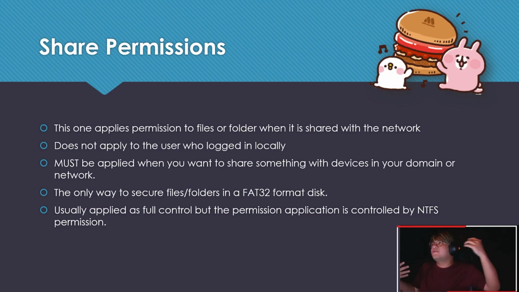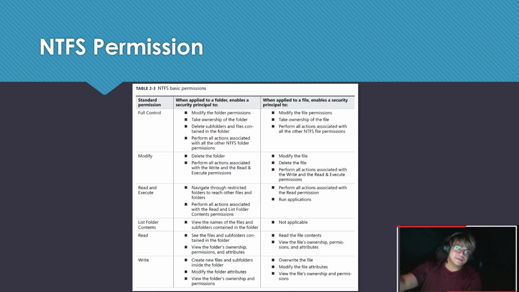So basically, whatever group, whatever DL that you put inside the share permission will apply to the people in the network. It must be applied when you want to share something with devices in your domain or your network. It is the only way to secure files or folders in FAT32 format, because NTFS permission, the security tab, only works for NTFS formatted devices. Usually it is applied as full control, but the permission application is controlled by the NTFS permission, which is this thing.